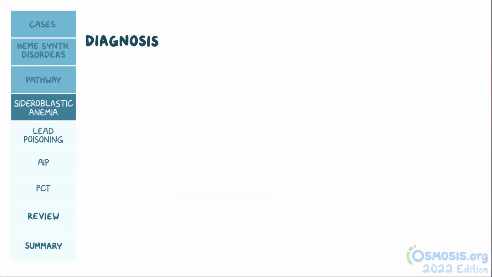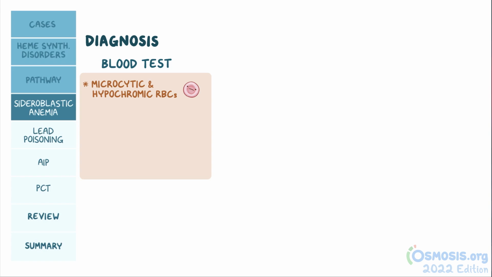As a result, individuals with sideroblastic anemia may develop cardiomyopathy, cirrhosis, enlarged spleen, kidney failure, and diarrhea. Diagnosis of sideroblastic anemia relies on blood tests showing microcytic and hypochromic red blood cells, meaning that they are smaller and paler than normal, which indicates that they contain low quantities of hemoglobin.